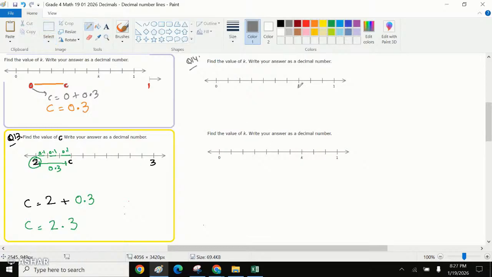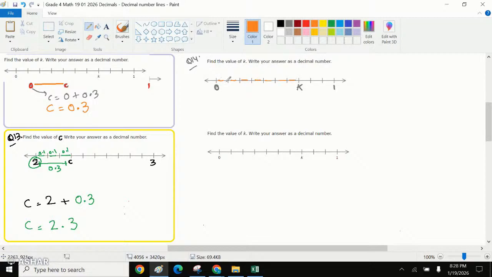Where is k? K is over here. The starting number is 0 and the ending is at 1, right? It begins at 0, it ends at 1. So let's simply count the number of intervals. 1 interval, 2, 3, 4, 5, 6, and 7.